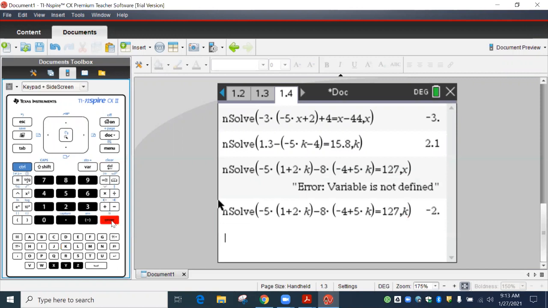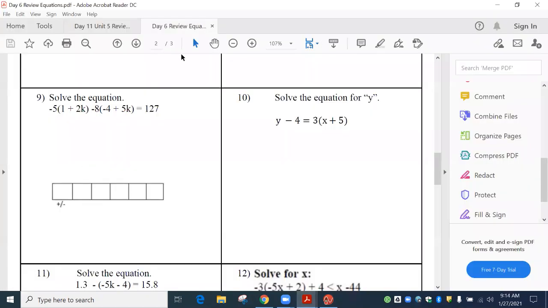Hit enter and -2. Is that what you got? Okay, sweet. So this right here would be -2. So remember, the negative goes right there, and then the number always starts in that second box.